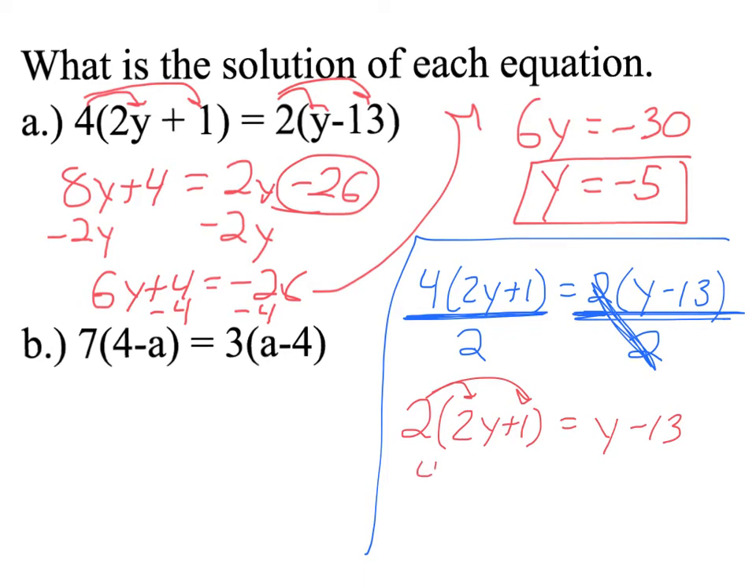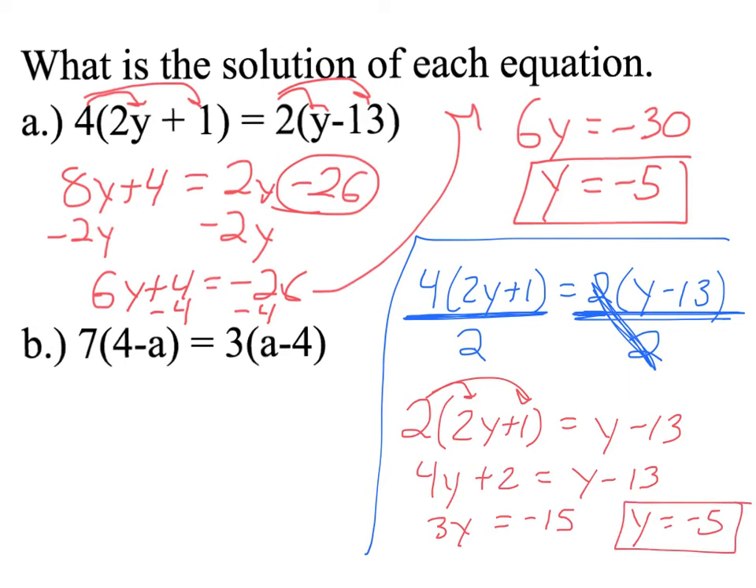I'm going to get 4y plus 2 equals y minus 13. I'm going to subtract y from both sides, so I'm going to have 3y equals, and then I'm also going to subtract 2 from both sides. 3y equals negative 15, and divide both sides by 3, and I get y equals negative 5.